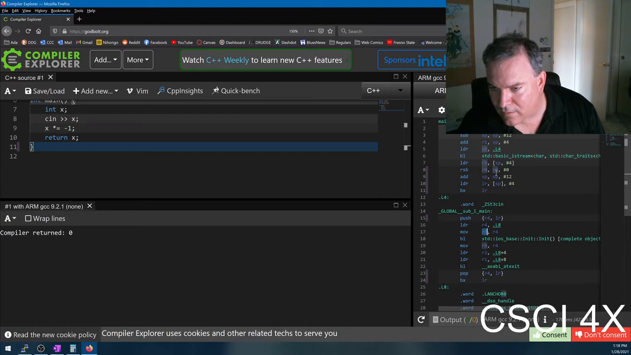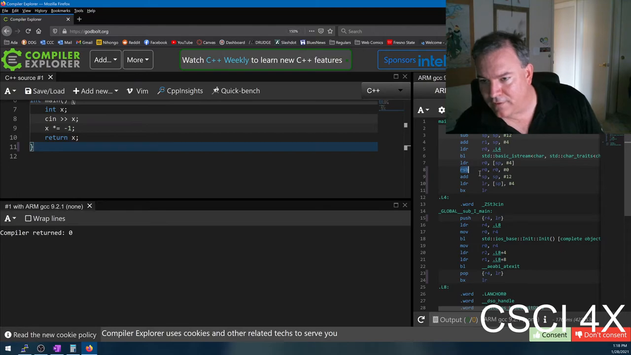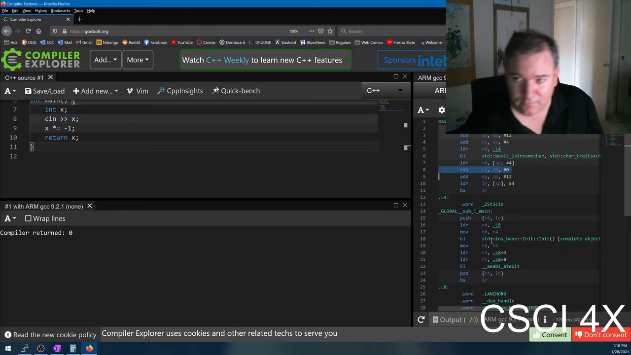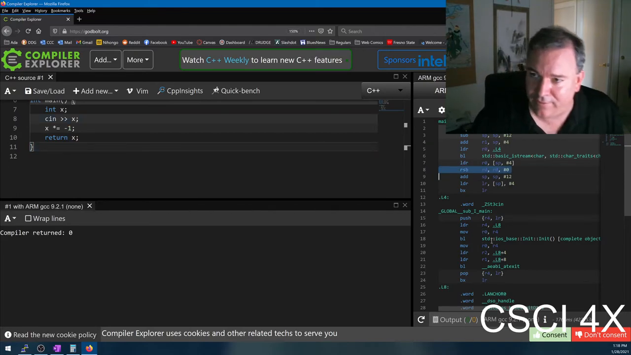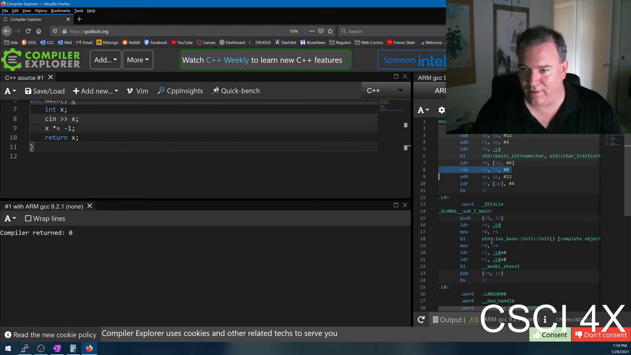BXLR. RSB, reverse subtract. Okay, so yeah, the optimizer actually does not do a bit twiddle like that. What it does is it does a reverse subtract, right? And so what it's doing, it's subtracting the number from 0, right? So if you had 5, 0 minus 5 is negative 5.